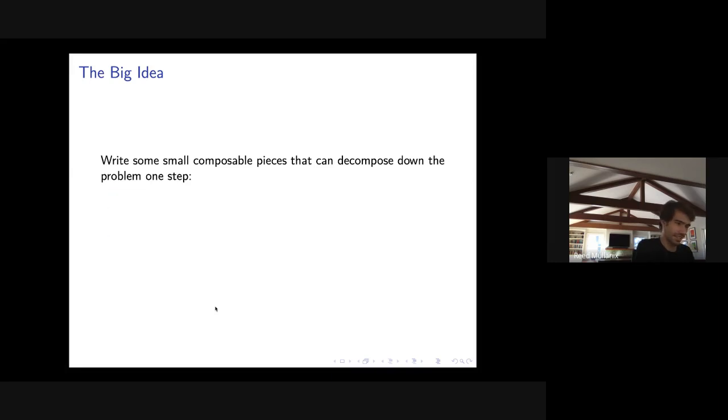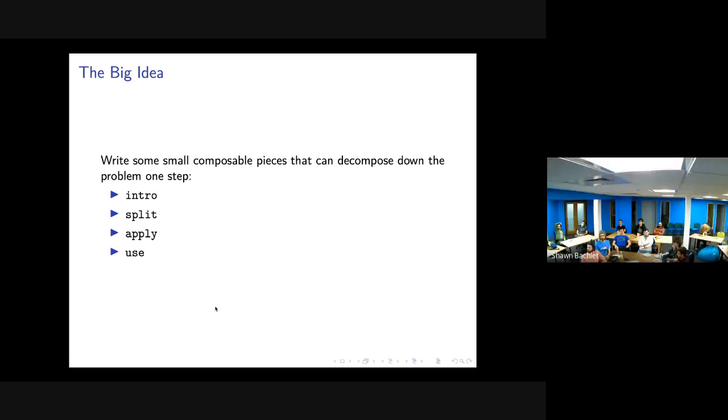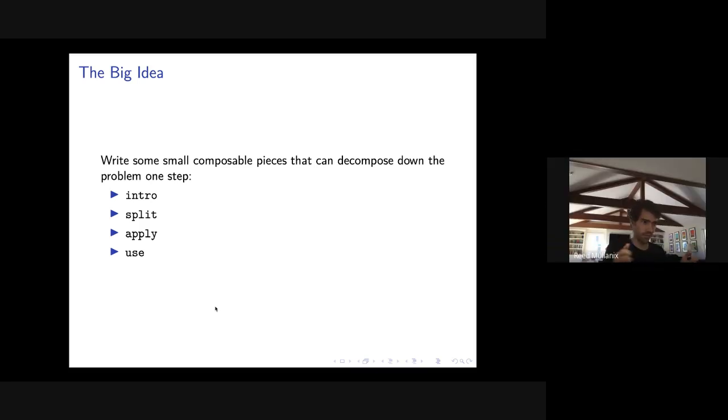So the big idea here is that we're going to write some very small composable pieces that can decompose the problem down one step. In the example before, we have something that can introduce a lambda. Or we can have something that, when we want to produce a pair, breaks the problem down into two problems, and then glues those solutions back together to get a solution to the bigger one. Or if we're trying to produce something, we might need to apply a function.